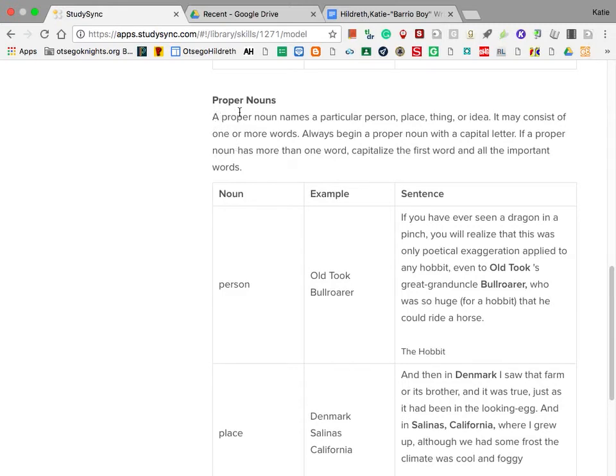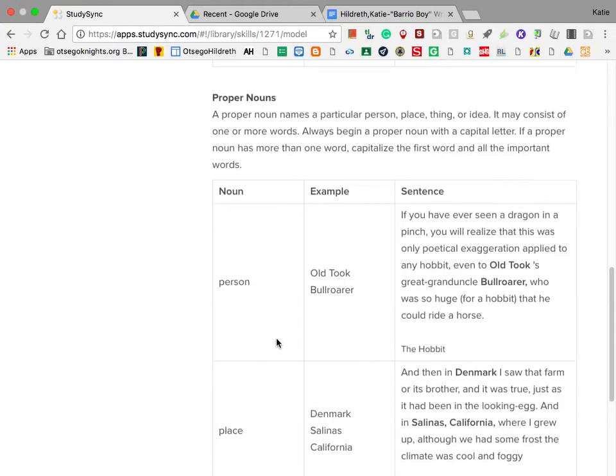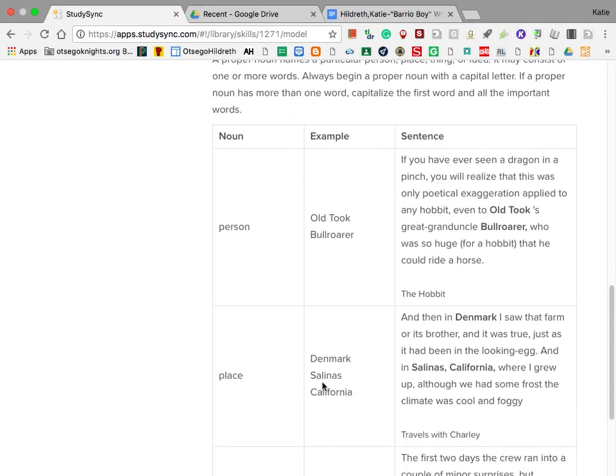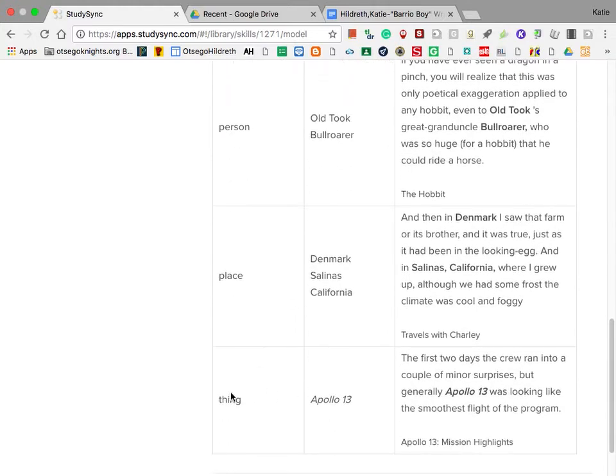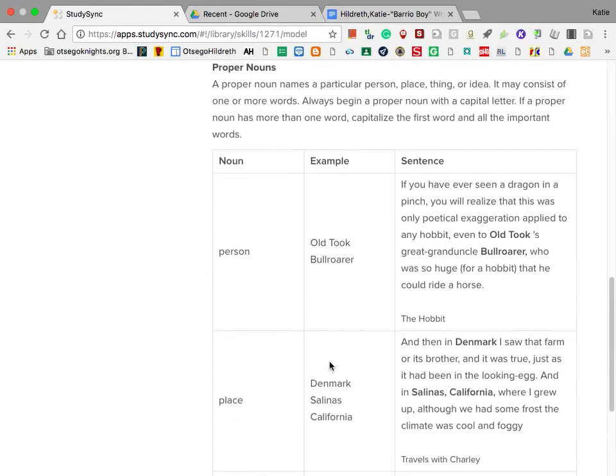Under model for proper nouns, I would put a person, put one of these examples, or an example of your choice, if you want to put your own name or Otsego, okay? Place, put one of these examples, or your own, and a thing, and give us an example of a specific thing. Now, remember, proper nouns, you always have to capitalize, even if it's in the middle of a sentence. And also remember, capitalize the first word and any other important words if there's more than one word in the proper noun.